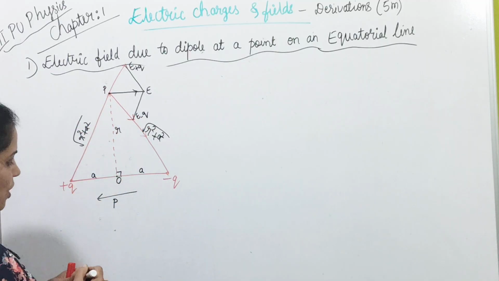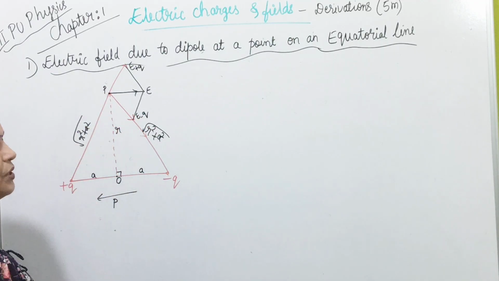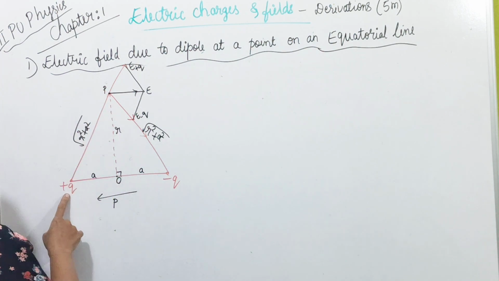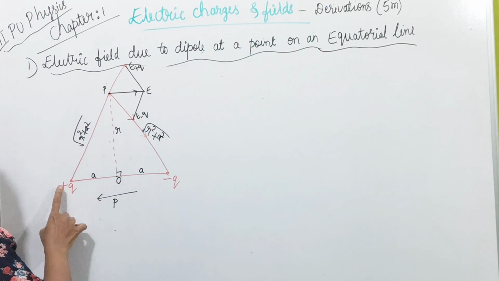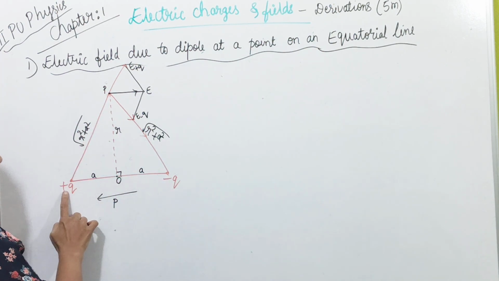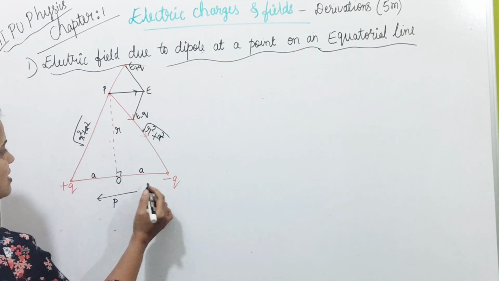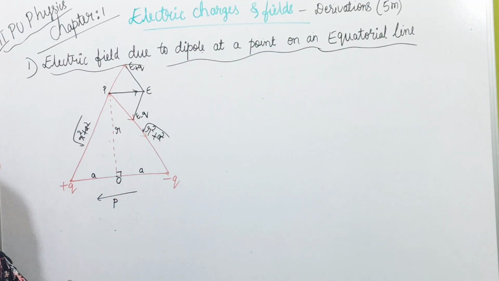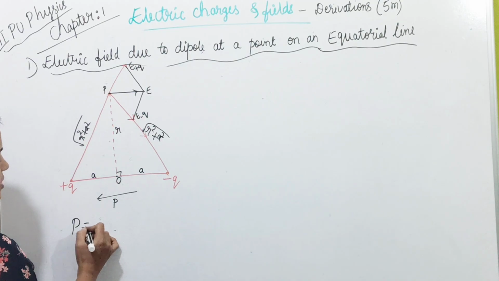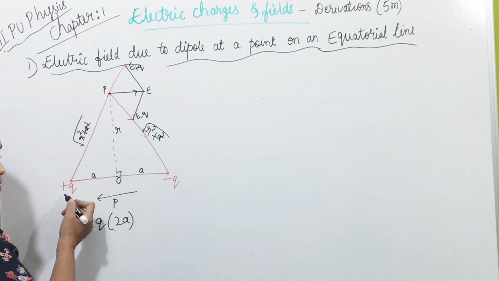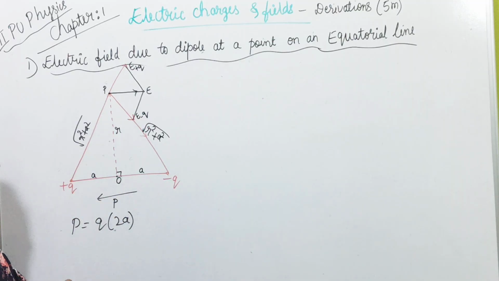Here you have to imagine one unit positive test charge. A unit positive test charge is repelled by a positive source, right? A dipole is nothing but plus q and minus q separated by a small distance. The total distance between them is 2a, and the dipole moment is q into 2a, which acts from negative to positive charge. This is the direction of the dipole moment.